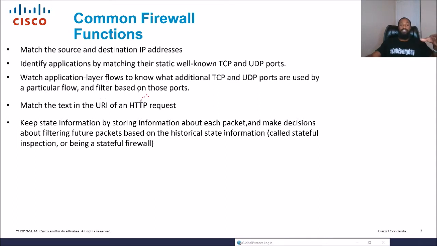Match the text and the URI of an HTTP request. If you know what an HTTP GET is, when you're going on the internet, it makes a request to different web servers. The firewall will look at those requests and decide whether to allow or deny the traffic, inbound or outbound. It keeps stateful information by storing information about each packet and makes decisions about filtering future packets.